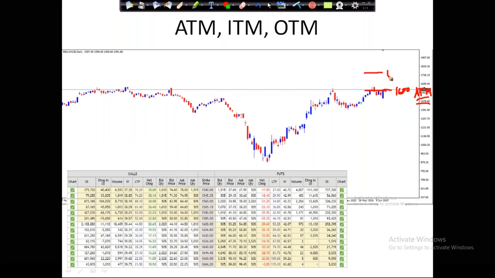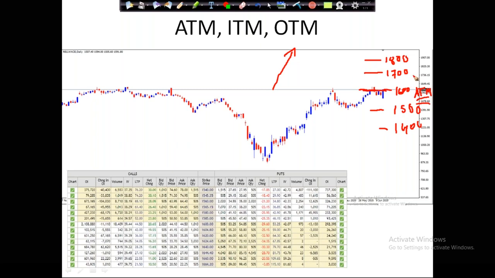So let's say this is called 1700, this is called 1800. So these are other strike prices. And here below, somewhere here, suppose there are 1500 and another 1400. So suppose I want a Reliance call option. I want to buy. My view is bullish. I'm expecting that price will go up. Remember, according to my analysis, I'm bullish. Now I want to buy a call option.